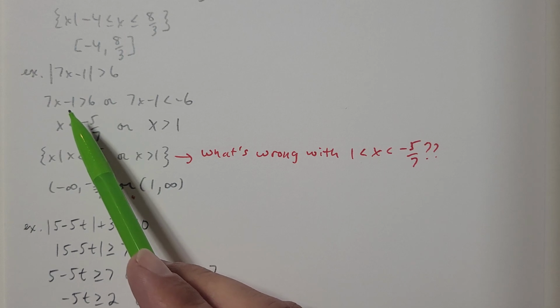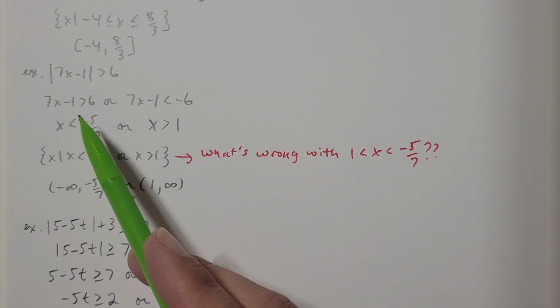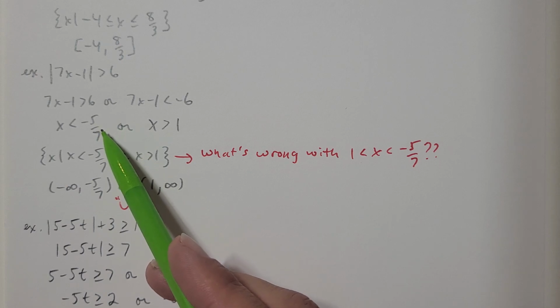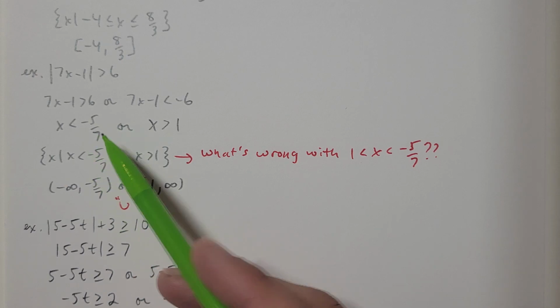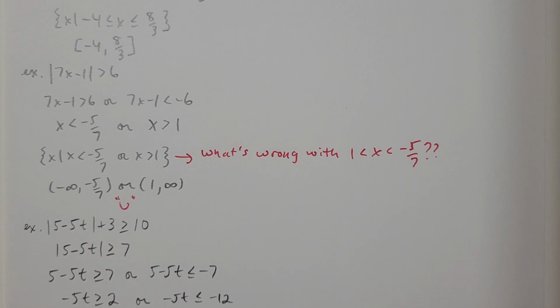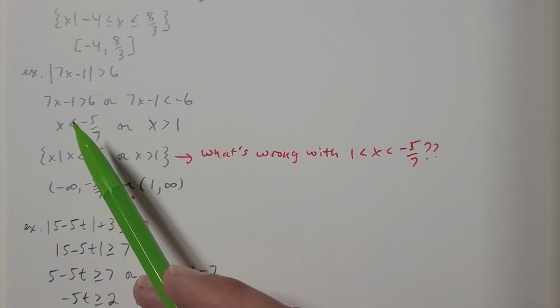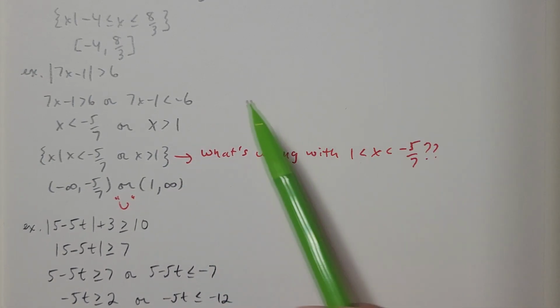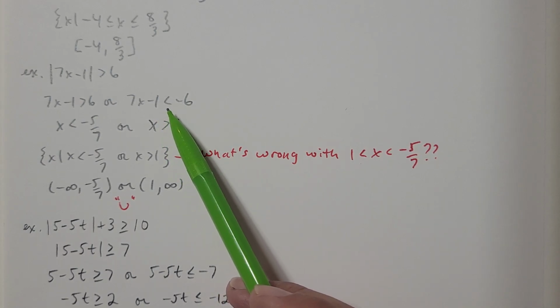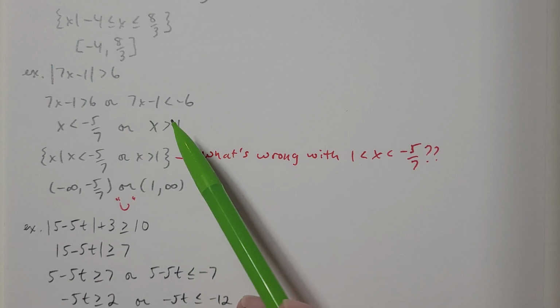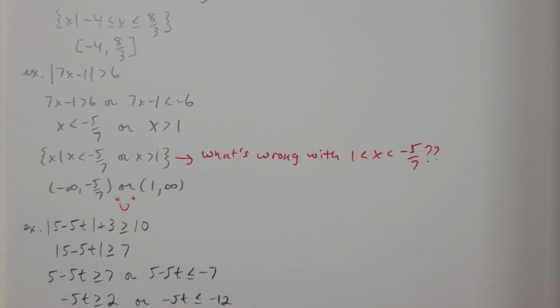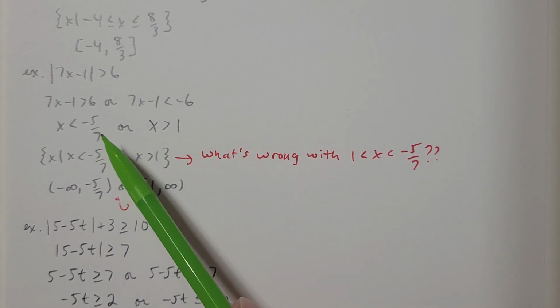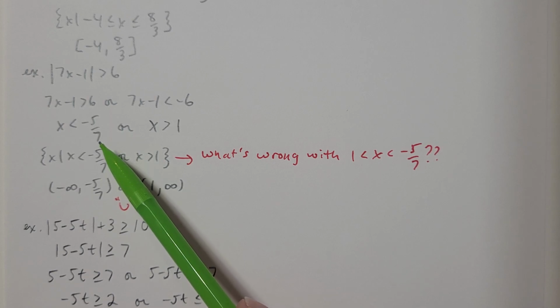So on this first inequality, 7x minus 1 greater than 6, if I add 1, 7x would be greater than 7. And if I divide by 7, 7 is a positive number, so I'm not flipping the sign. X would be greater than 1. Okay. Over here, 7x minus 1 less than negative 6. If I add 1 to that, I got 7x less than negative 5. And then if we divide by 7, 7 again is a positive number, so I'm not flipping any sign. X would be less than negative 5/7.